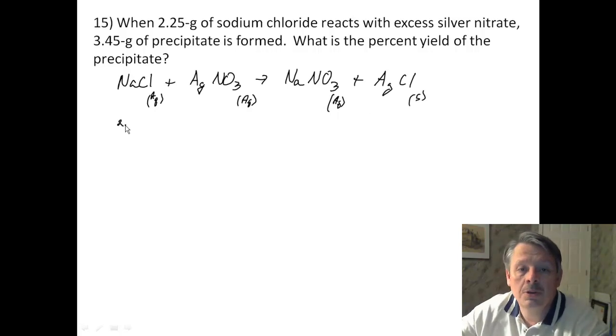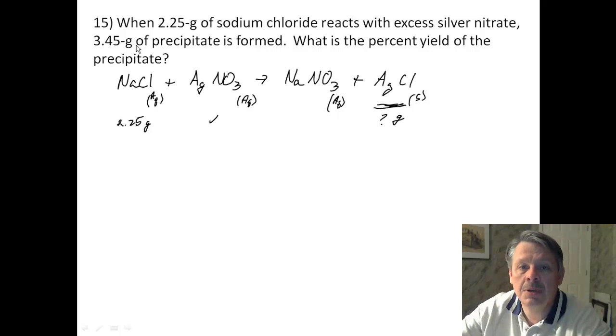We start with 2.25 grams of sodium chloride. We have this in excess, so we don't have to worry about it. And we're trying to figure out how much precipitate is formed. That's obviously going to be in grams because we are going to be figuring out our percent yield based on grams. Let's go do the problem.